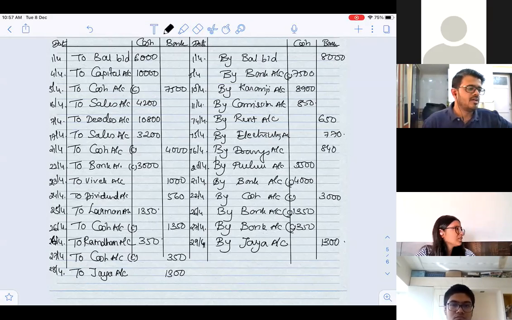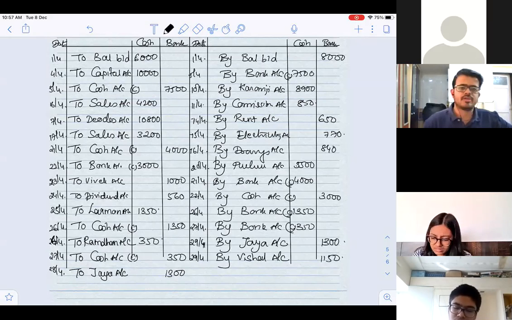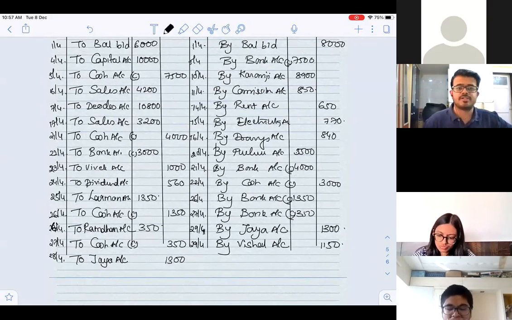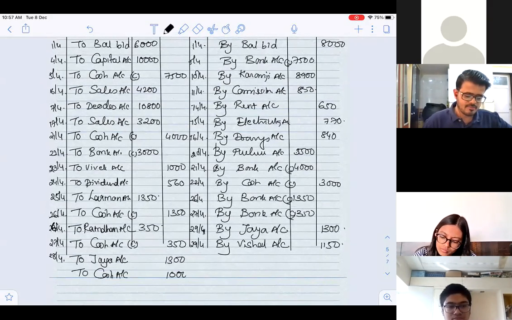Then the last one: issued a check of 1150 to Vishal and received a discount of 50. Is this 1150 after discount or before discount? After discount. So by Vishal 1150 in the bank column, since the check was issued. And deposited cash in the bank, 10,000. What entry do you pass for depositing cash? Contra. Bank to cash. To cash in the bank column, by bank in the cash column.